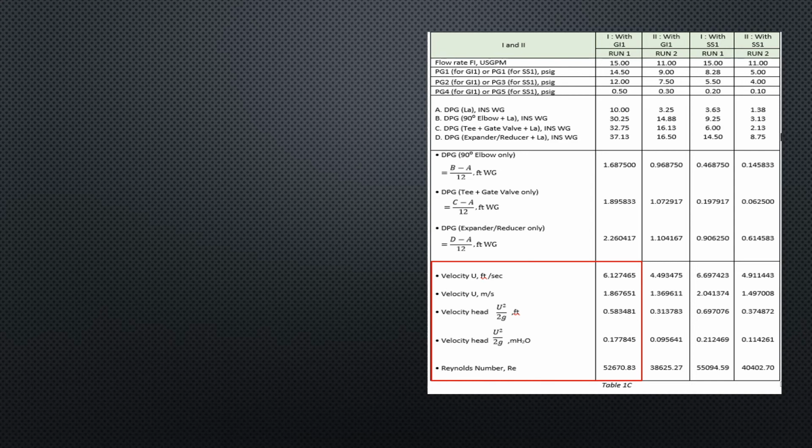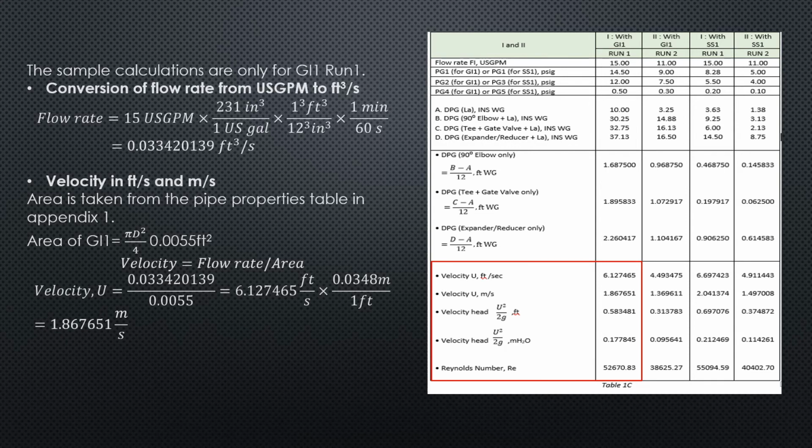The last row is needed for us to find the velocity, velocity head, and also Reynolds number. This is the sample calculation of finding velocity, where the flow rate is divided by area. The formula of velocity head is already given, and the formula of Reynolds number is rho UD over mu. The higher the flow rate, the higher the Reynolds number. We can continue the same steps with the rest of the 3 columns that have different flow rates and different types of pipes.